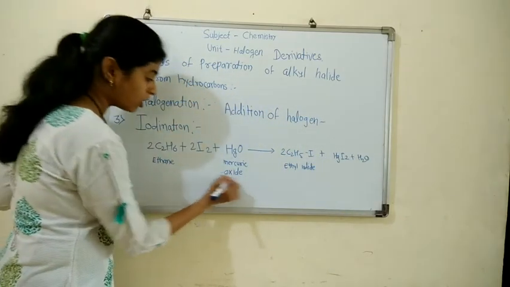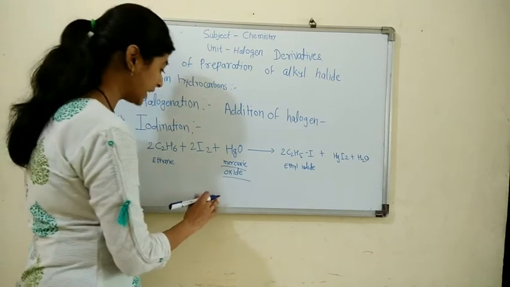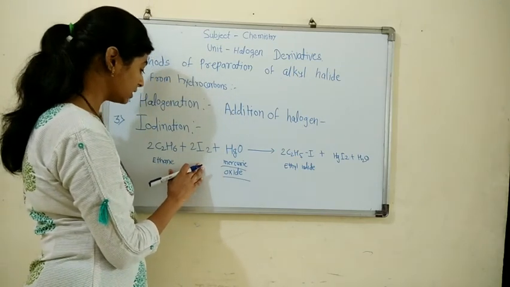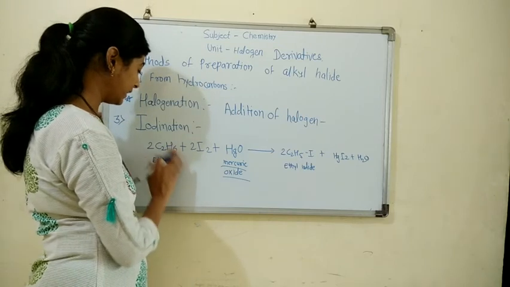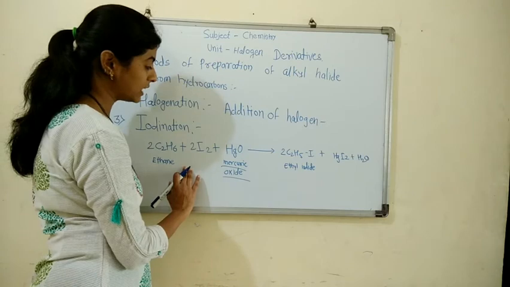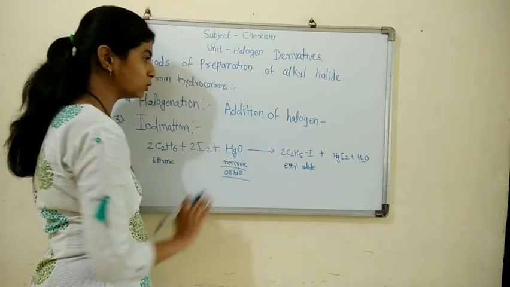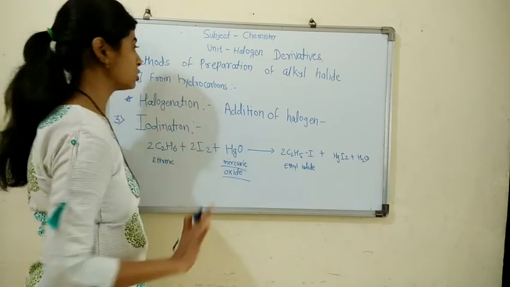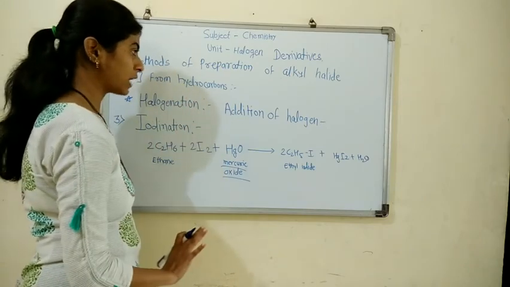Mercuric oxide is the oxidizing agent; it prevents the reversible reaction, so the iodination is carried out in presence of oxidizing agents like HgO, HIO3. So this is the method of preparation of alkyl halide from hydrocarbons.